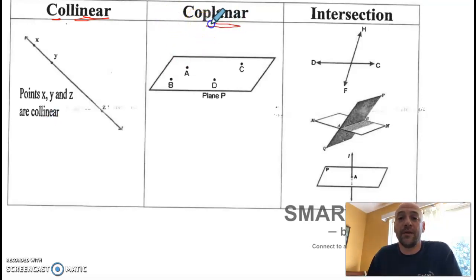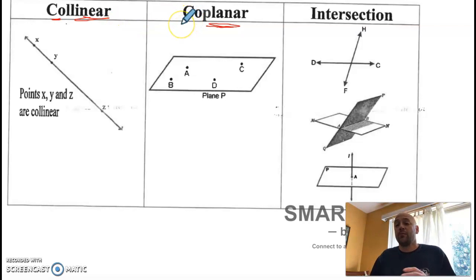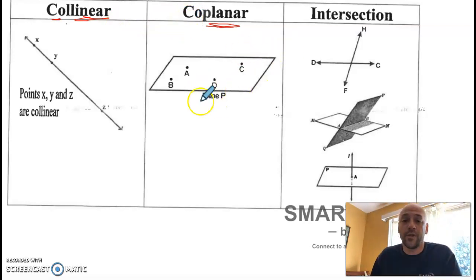Coplanar, same idea. Planar means plane. Co means on or with. So, coplanar means all of these things, they're on the same plane. So when we look at plane P here, this flat surface, point B, point A, point D, point C, they're all on this plane. Those 4 points are called coplanar. If I drew this other point up here and called it point E, that point is not on the plane.